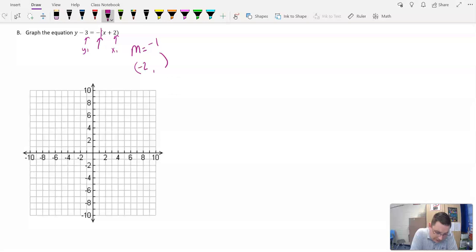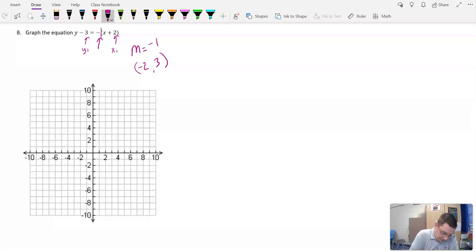So x is negative 2, y is positive 3, and so I want you to pause the video at this point, plot this, graph it, and get your line and see if you've got the same line that I do. So pause the video now. All right, so let's look at where this line should be.